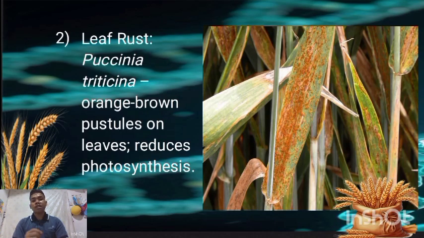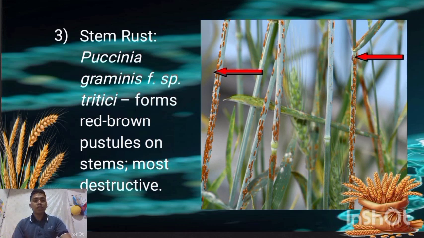The rust in the leaves will penetrate the cells, and if the plant knows that a cell is infected, the plant will sacrifice that cell in order to keep the fungi from spreading in the wheat. Number three, stem rust, Puccinia graminis f. sp. tritici, forms red-brown pustules on the stem and is the most destructive. The stem is like a highway for every nutrient that comes from the roots, so the nutrients will be taken.